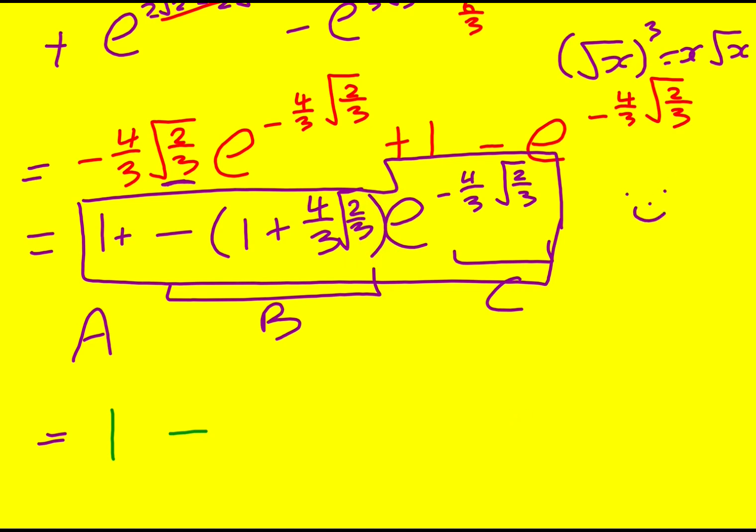Right, or we can rationalize the denominator by times top and bottom by root 3, giving 9 at the bottom, put it all over a common factor of 9. So I'll get 9 plus 4 root 6 over 9. That is the same thing. And then e to the minus, and again, times top and bottom by root 3, 4 root 6 over 9. Slightly neater, I think.